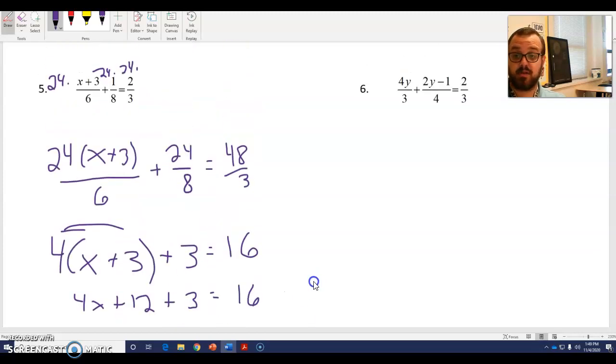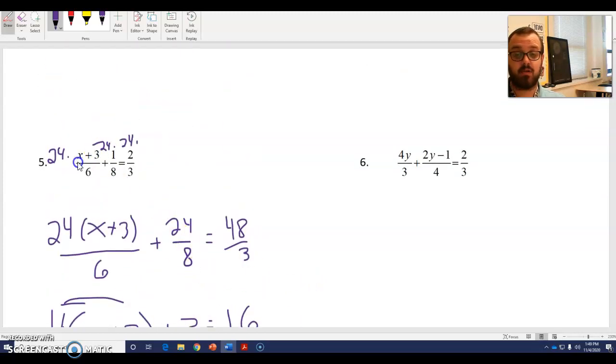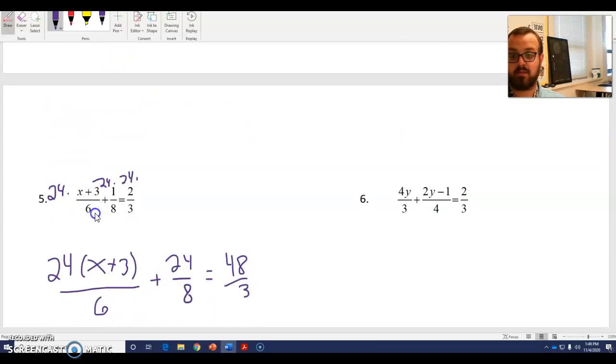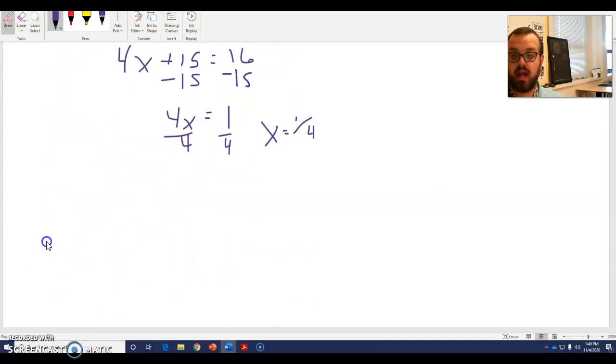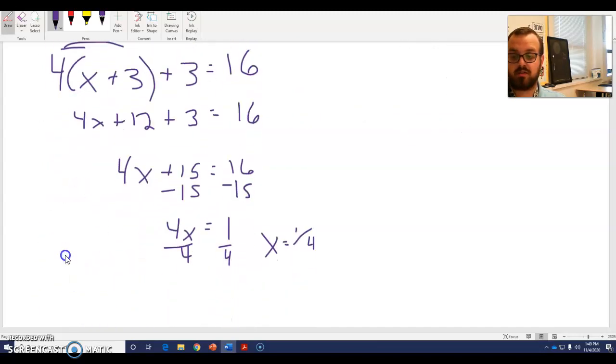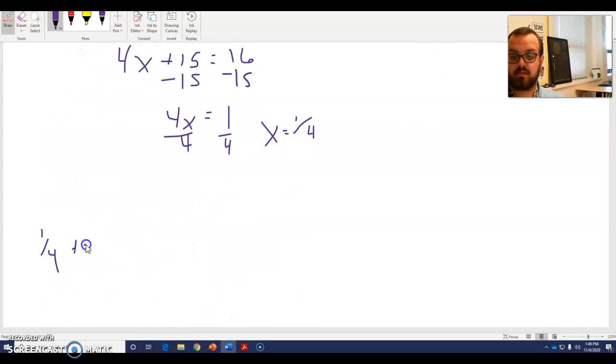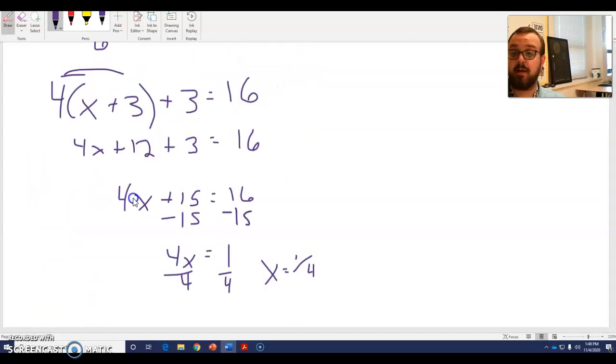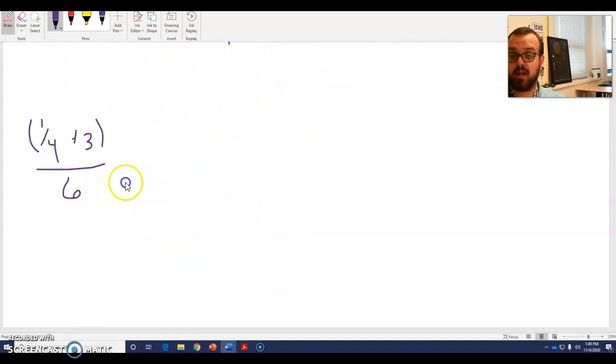Remember, with all our answers, we should go back and check it, plug it back in the original equation, make sure that it works out correctly. So if we go back to the original equation, we are going to have 1/4 plus 3 over 6. I'm going to put this in parentheses. I'm going to put it in my calculator to make sure I do that. We're going to have plus 1/8 has to equal 2/3. Yep.